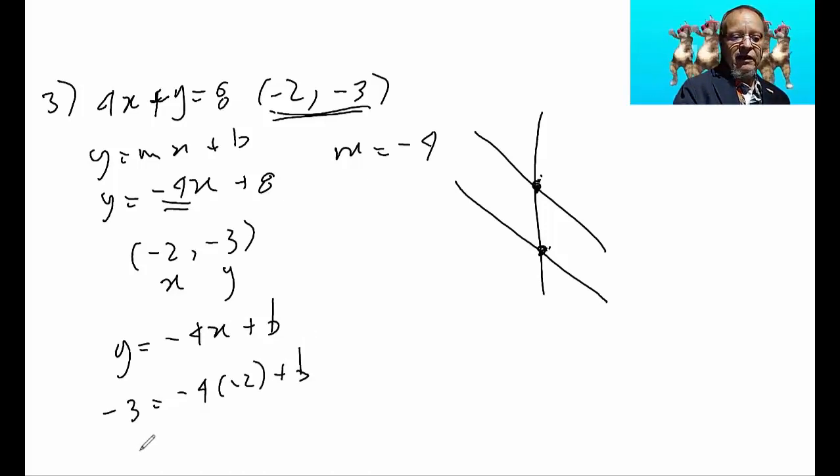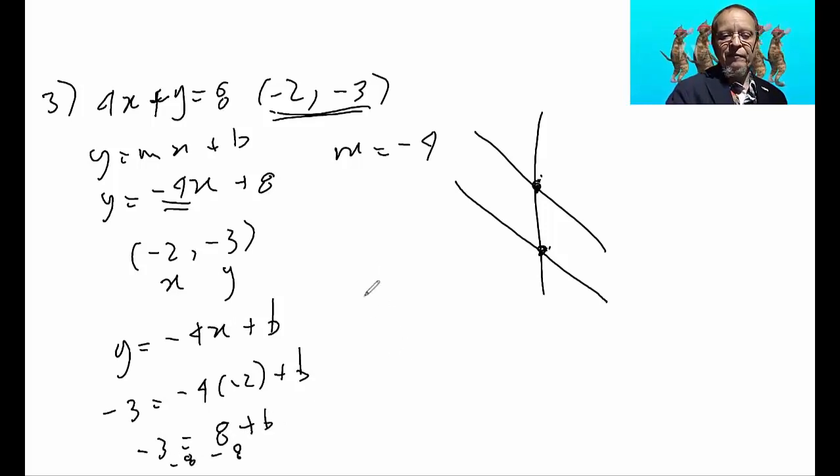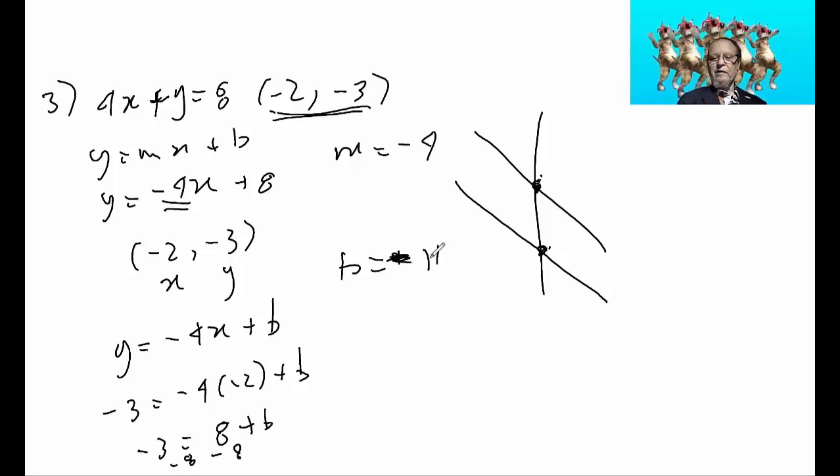And that means that I get negative 3 is equal to negative times negative is positive 8 plus b, and then minus 8 minus 8. And that means b is equal to negative 11. Now I have the slope, and I have the new y-intercept.